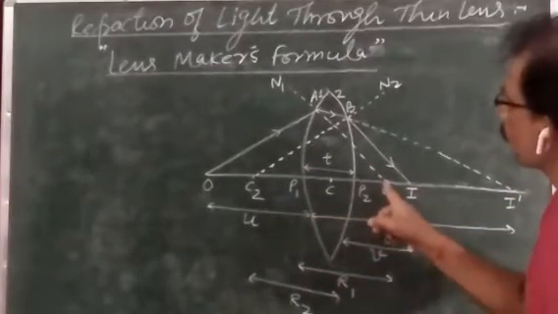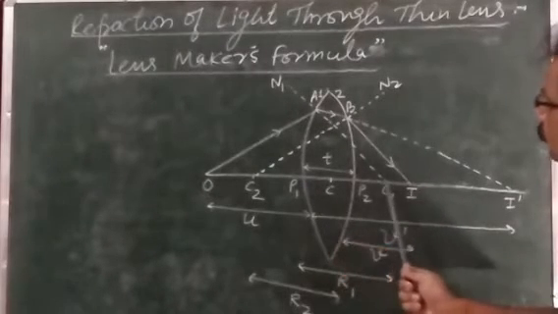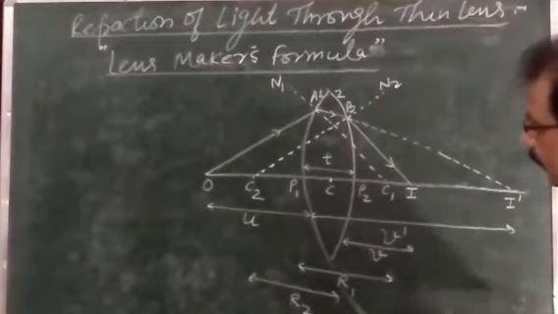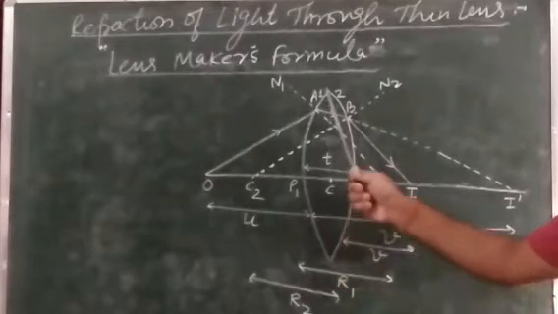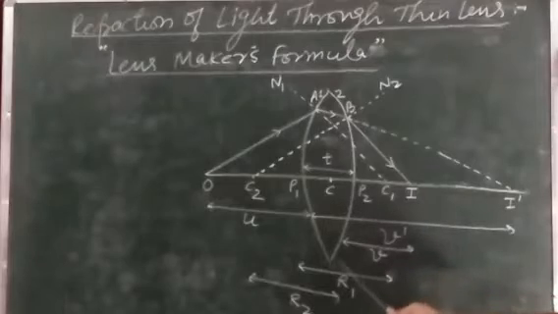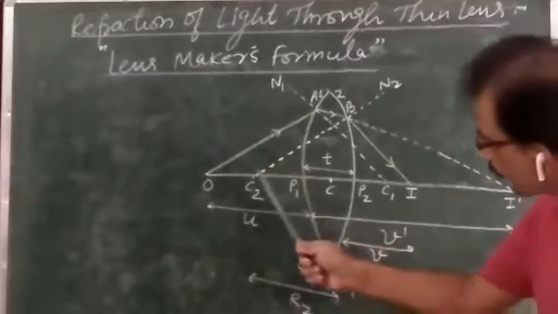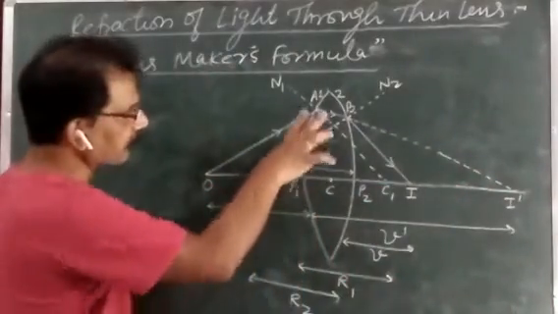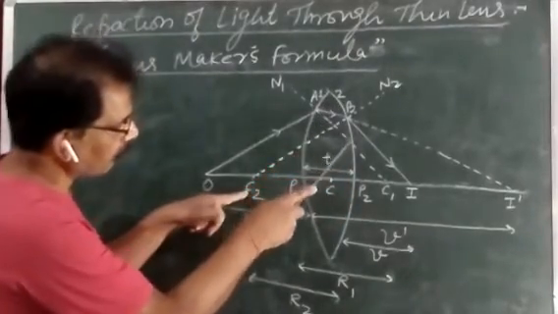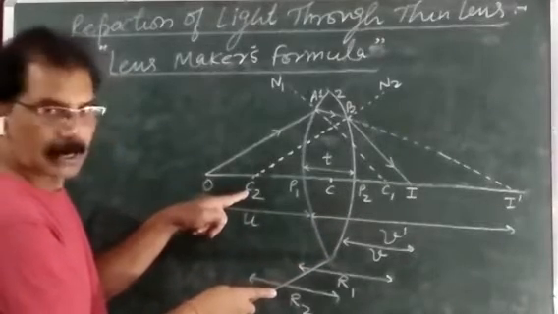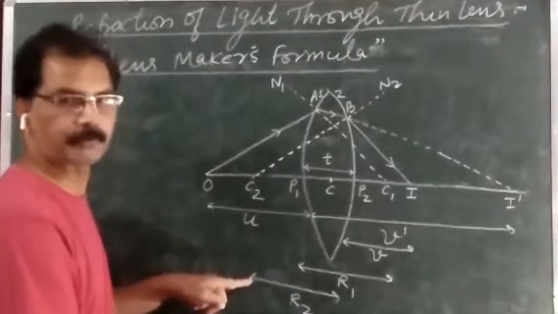And the distance of C1 from its pole P1, this distance P1C1, is called R1, the radius of curvature of the first surface. Similarly, for the second surface B, its center of curvature should lie on the left-hand side of it. It means its center of curvature is this one. So C2 is the center of curvature of this second curved surface, and the distance of C2 from its pole P2, that is P2C2, is R2.